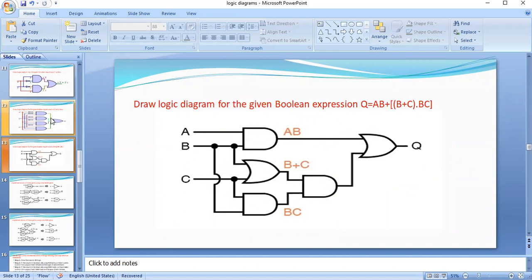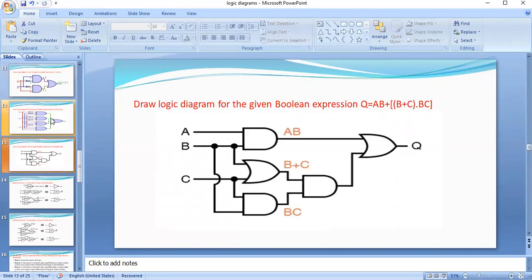And next, see here, draw the logic diagram for the given Boolean expression. This example is a little different from the previous examples. See here, AB plus, within the brackets we have B plus C dot BC. Means we need to consider B plus C as a separate term, BC as a separate term, and after that, B plus C dot BC as a separate term. So first you have to draw the diagram within the brackets.